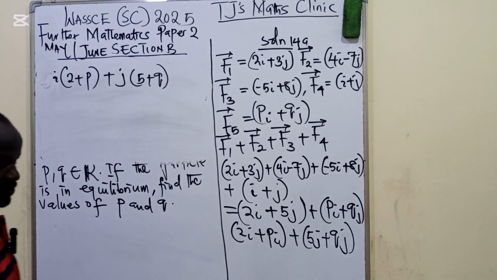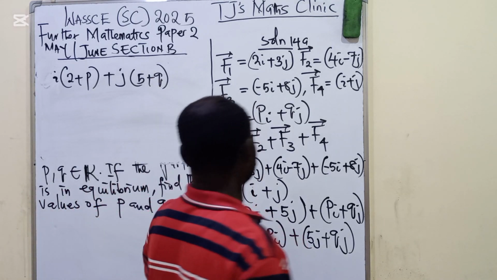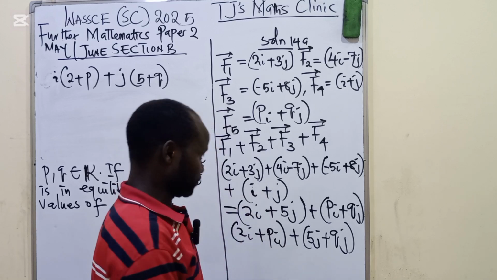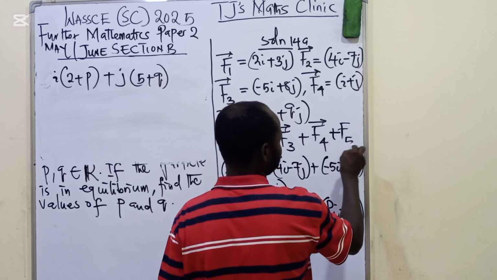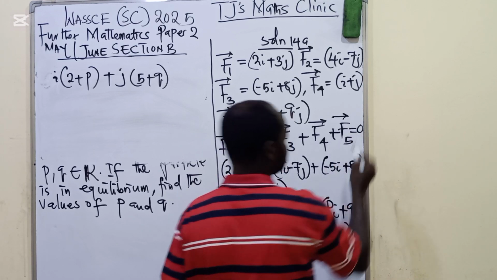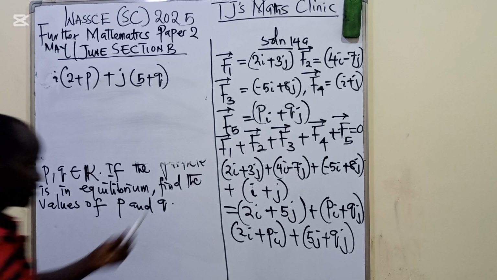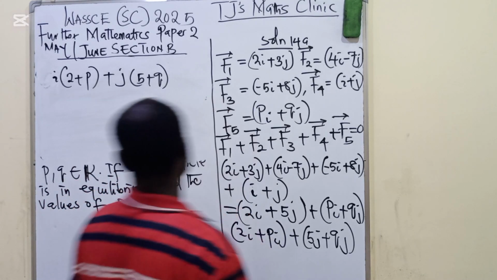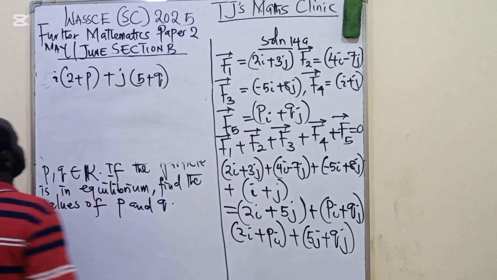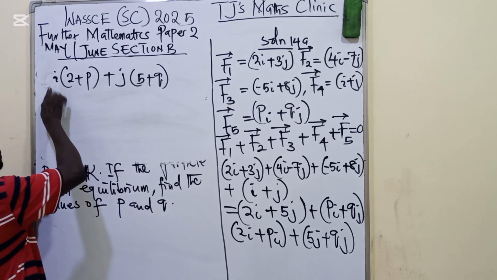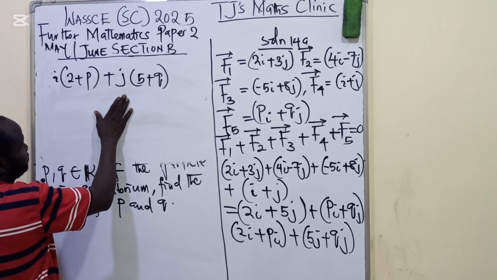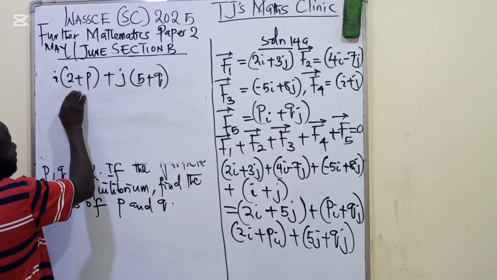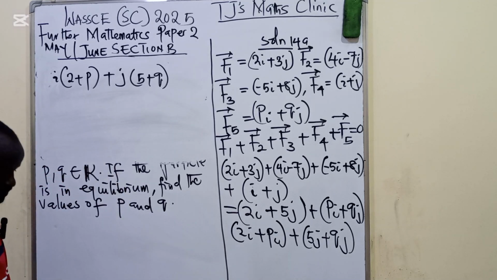And since the system is in equilibrium, it means the summation of these forces must be equal to 0. So in the system, let me add plus F5 here. It must be equal to 0. So the system is in equilibrium. The summation of all the forces must be equal to 0. Since the coefficients of these forces are i and j, and since the system is in equilibrium, it means the coefficients of i and j must be equal to 0.